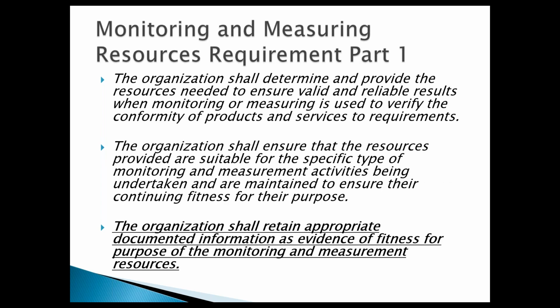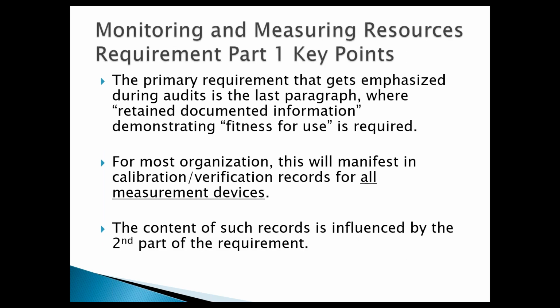The first part of the requirement states that the organization needs to determine and provide the resources that are needed for valid measurement results. You need to ensure that these are specific and suitable for the types of measuring and monitoring that you're going to be doing, that they're fit for purpose. And then you shall retain appropriate documented evidence of fitness for purpose of the monitoring and measurement resources. Now, the primary requirement is the last one, obviously, where it talks about retained documented information demonstrating fitness for use.